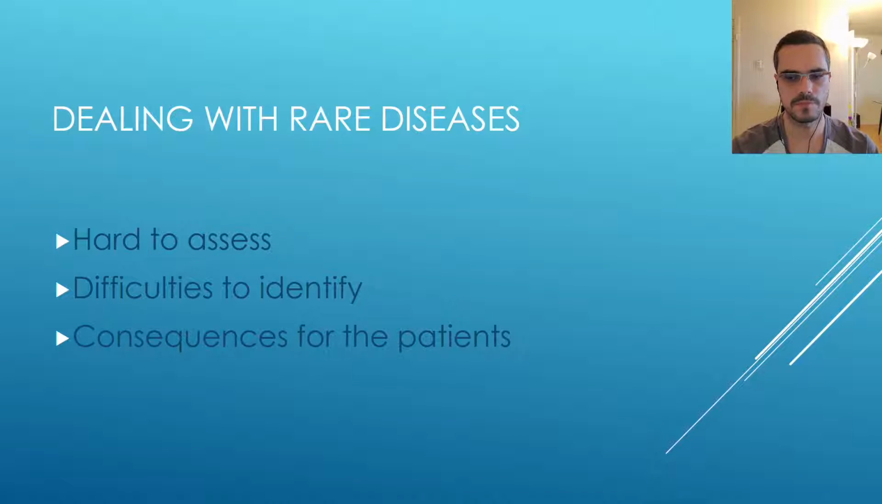So the main problem a patient with a rare disease faces is finding out that they have a rare disease. It's usually hard to assess. There are many difficulties in identifying a rare disease and huge consequences for the patient, who might end up with a diagnosis for a very similar disease, but not the right one, and have a very inefficient treatment.